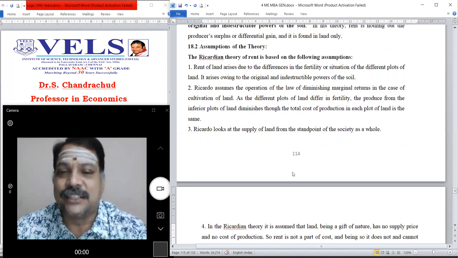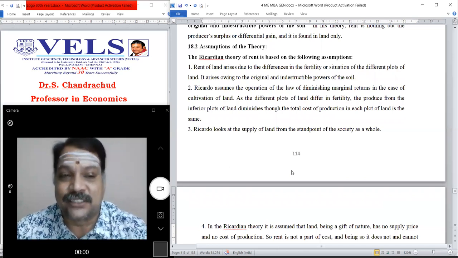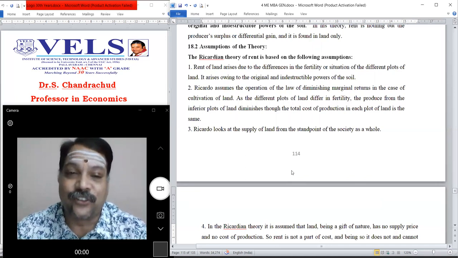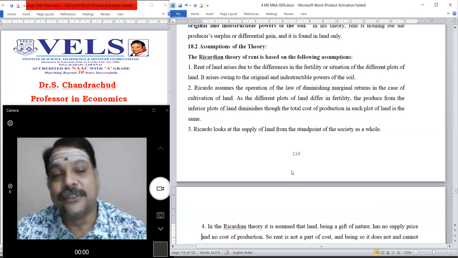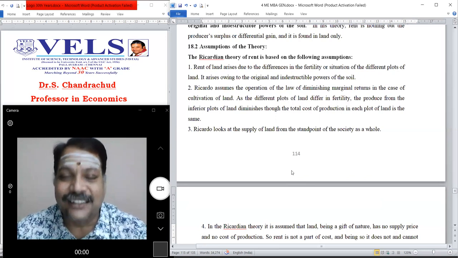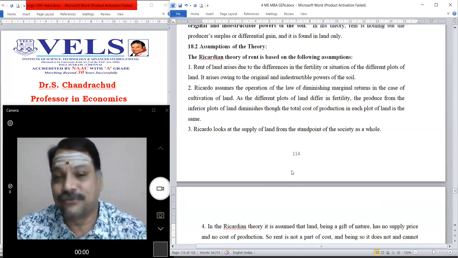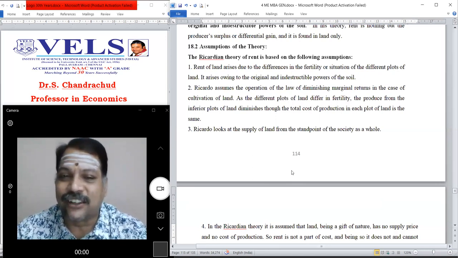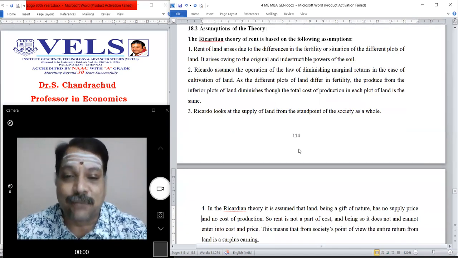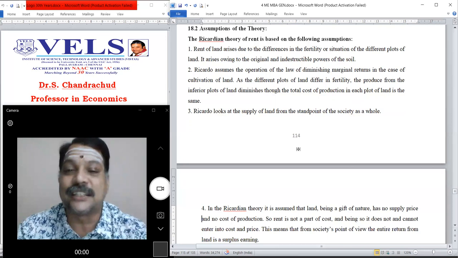The second assumption is that he also assumes the operation of the law of diminishing marginal returns in the cultivation of land. As the different plots of land differ in fertility, the produce from the inferior plot of the land diminishes, though the total cost of production of each plot of land is the same. So based on the fertility, the cost will change. Ricardo looks at the supply of land from the standpoint of the society as a whole. So this is the third assumption.